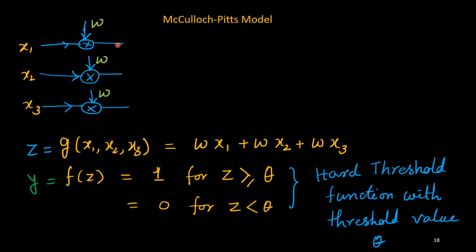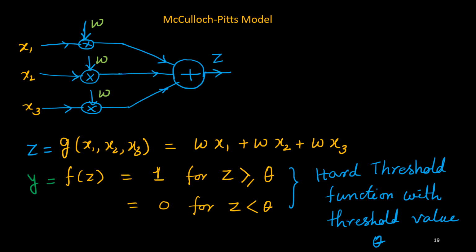So here you will get x1 times W, or W times x1. Here you will get W times x2. Here you will get W times x3. So each component will be obtained here. Then we need to combine it, just add it. So I need one adder. This is one adder. It will combine all those things. Then we'll get this G.